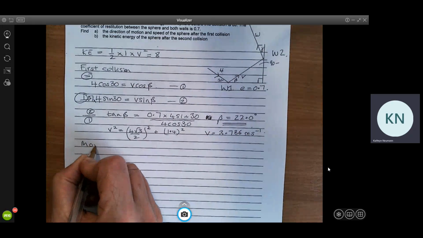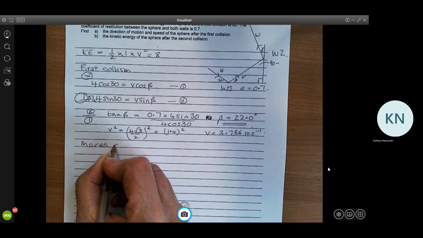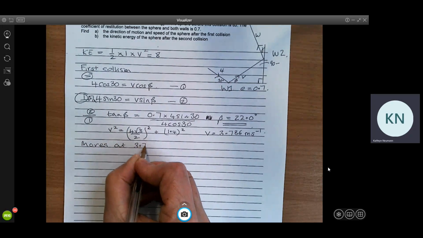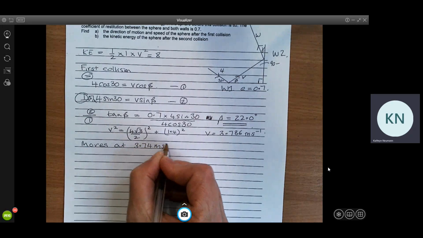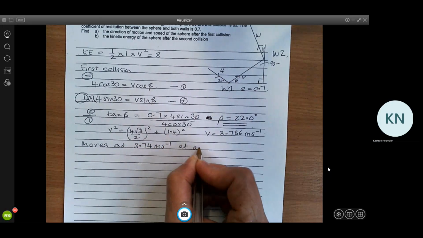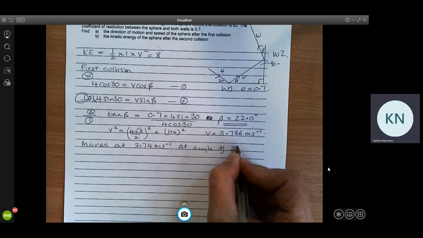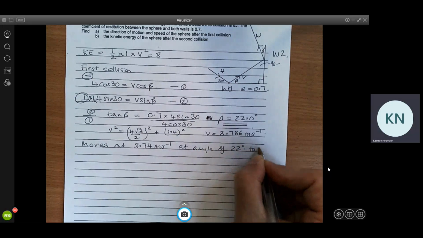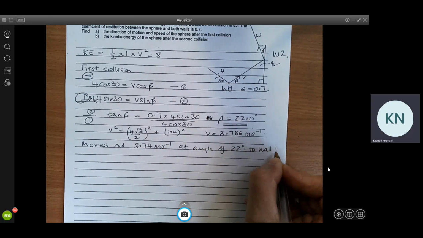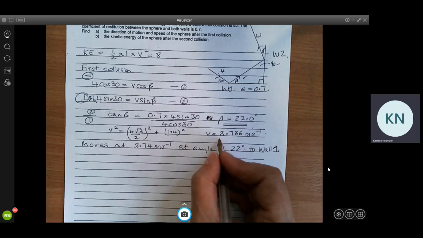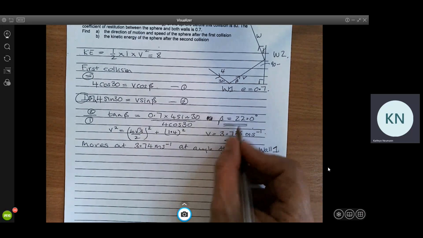And then we need to write the answer. It moves after the first collision at 3.74 meters per second at an angle of 22 degrees to wall 1. Don't leave the person marking your work to find your answers.